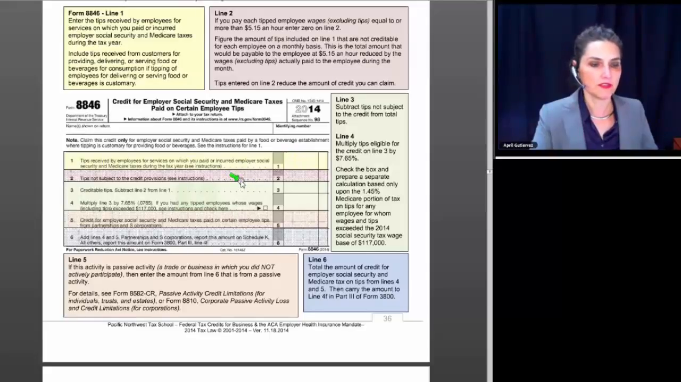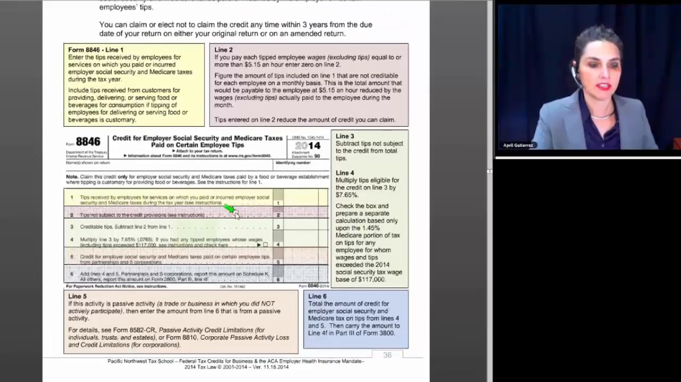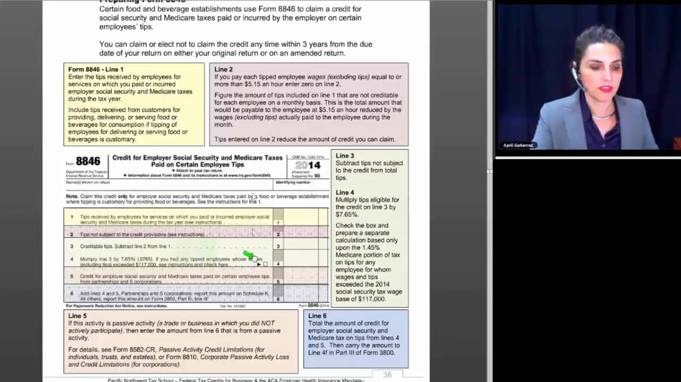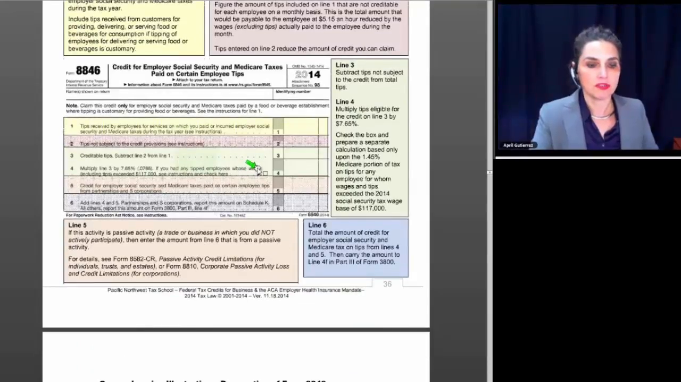Then on Line 2, you enter tips that are not subject to the credit, and that's essentially any tips that bridge that gap between $5.15 an hour, which is the minimum wage for purposes of figuring the credit, and the actual minimum wage received by that particular worker. Then on Line 3, you do a subtraction. You take Line 2 from Line 1 and enter the total on Line 3. And in most cases, Line 3 and Line 1 are the same number because Line 2 is blank, and you'll see that in the illustration I give you today.